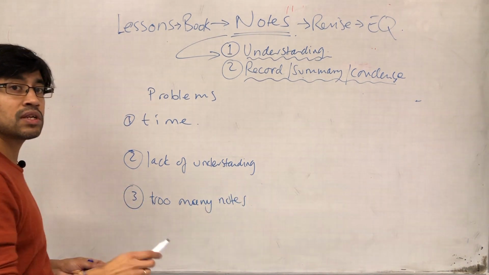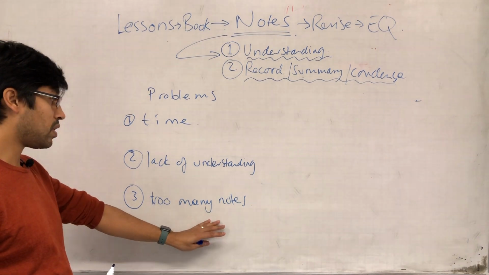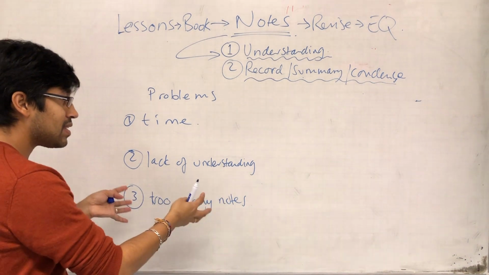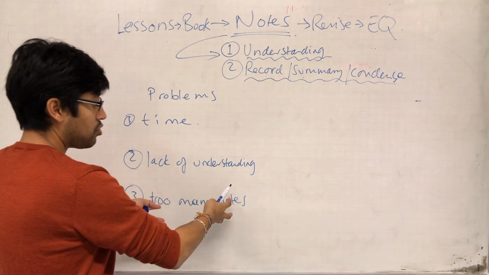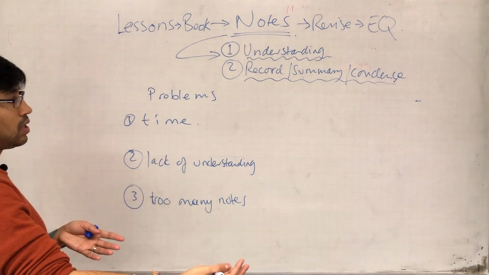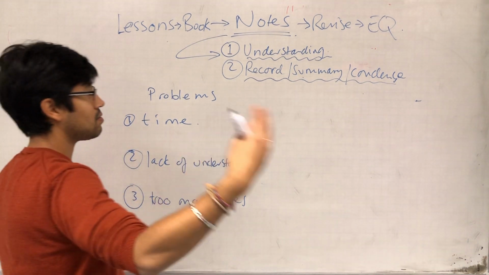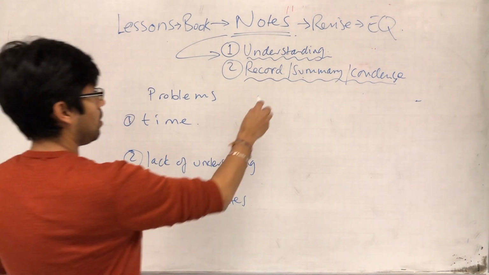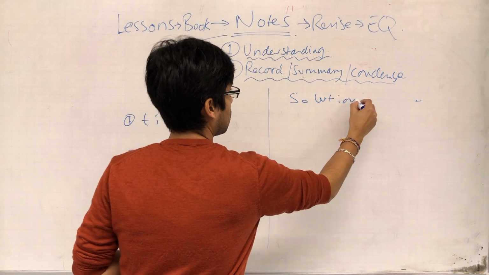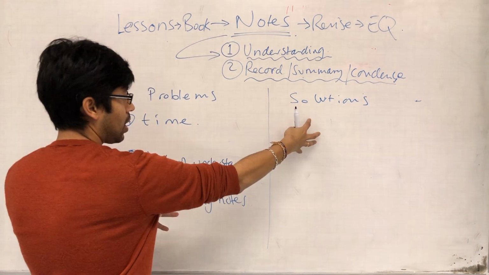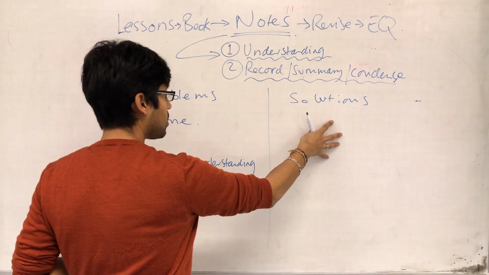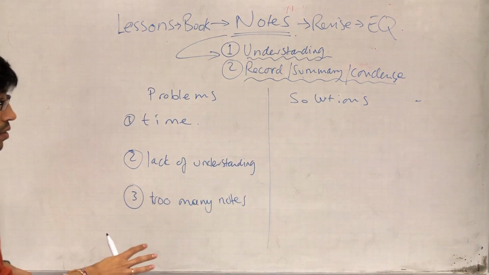Okay, too much information in notes makes it difficult for you to revise. Okay, you're not condensing that information, so there's too much information that you are trying to get into your head before you do questions, tests, and so on. So, solutions, right? And I'm not going to do this in parallel. These are just general solutions, but they should help in all these areas.